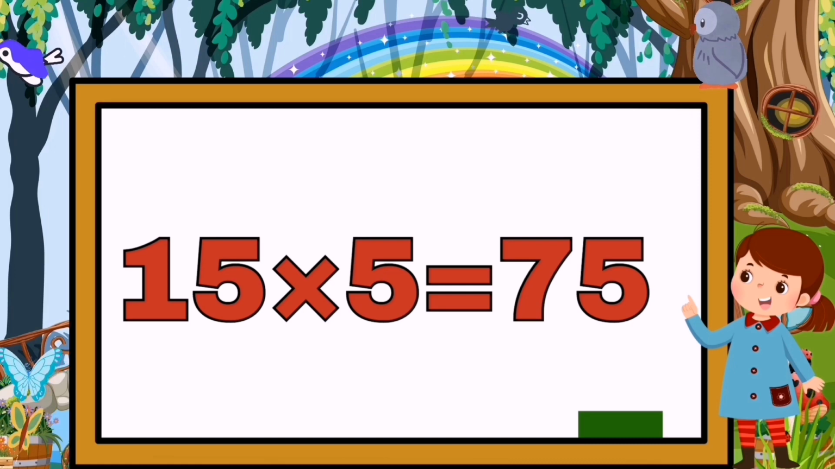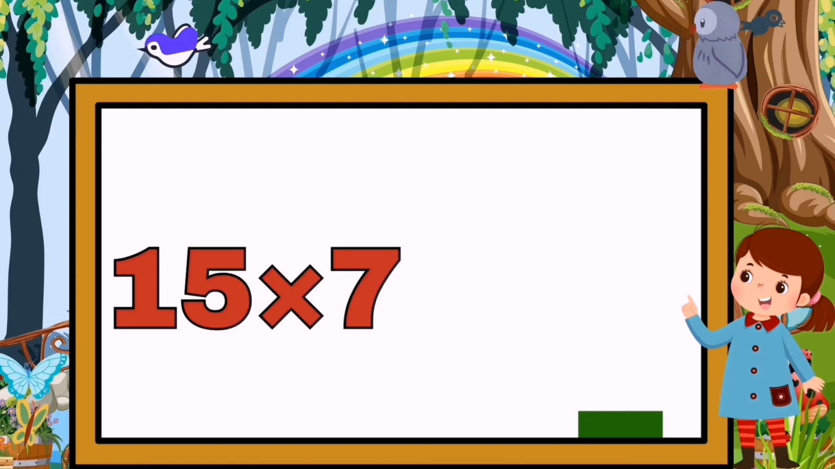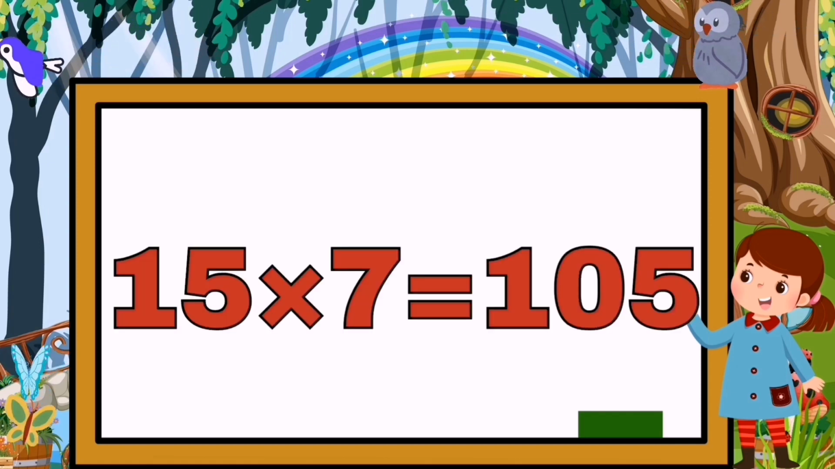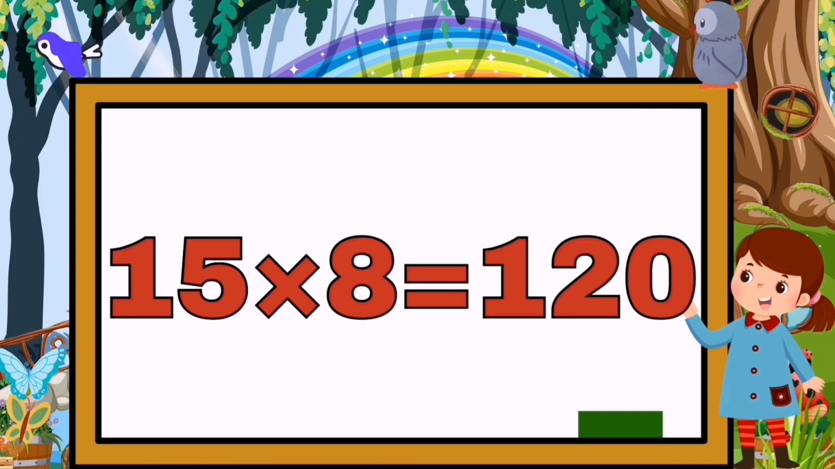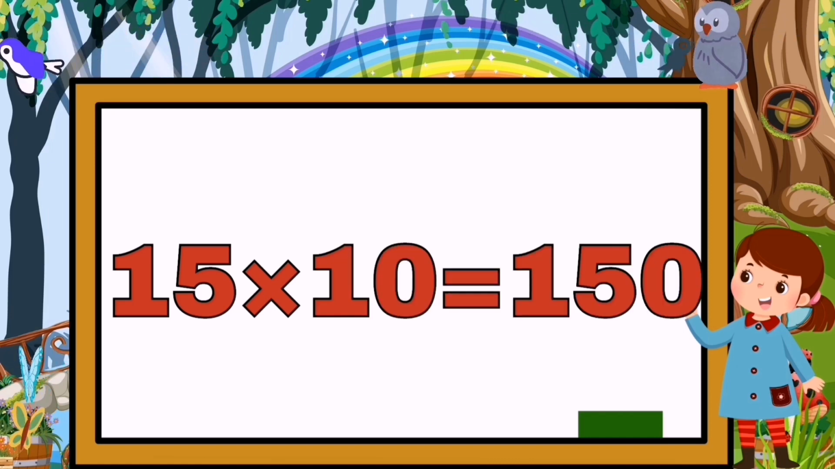15 fives are 75. 15 sixes are 90. 15 sevens are 105. 15 eights are 120. 15 nines are 135. 15 tens are 150.